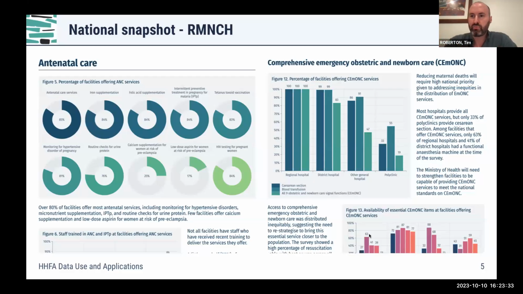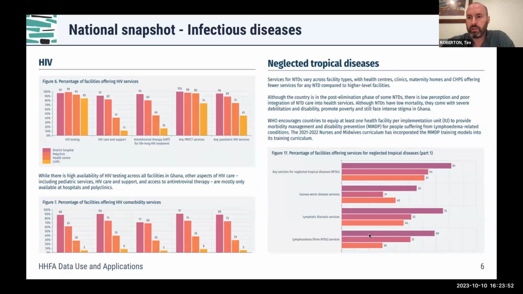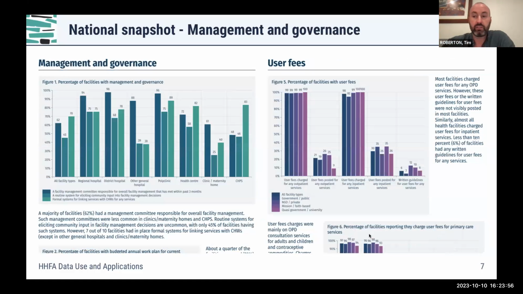So it's sort of a report that I'm sure we're all familiar with, but I think that the key aspect of it is that it was tied to the programs in country, and the development of these snapshots was done with the program people. So I'm showing here an example of some of the pages from the RMNCH one, some examples from the HIV one, or the infectious disease one, some examples from management and governance.